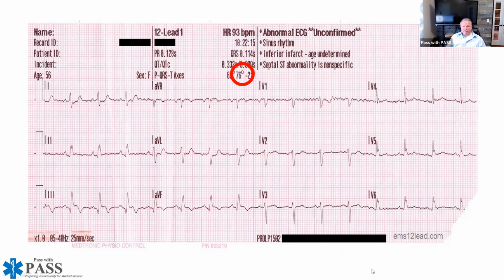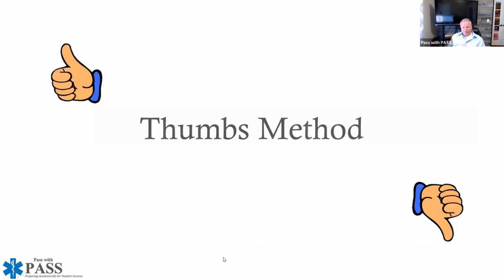All right, let's look at a few more of the hexaxial reference, and then we'll take a break before we do the thumbs method. Sorry, the thumbs method came up quicker than I had anticipated. Let me go ahead and take a break here. We've been at it for about an hour. We'll come back and do the thumbs method, and then we'll jump into the next portion. If you have questions, feel free to unmute yourself or put it in the chat. I will pause the video at this point.